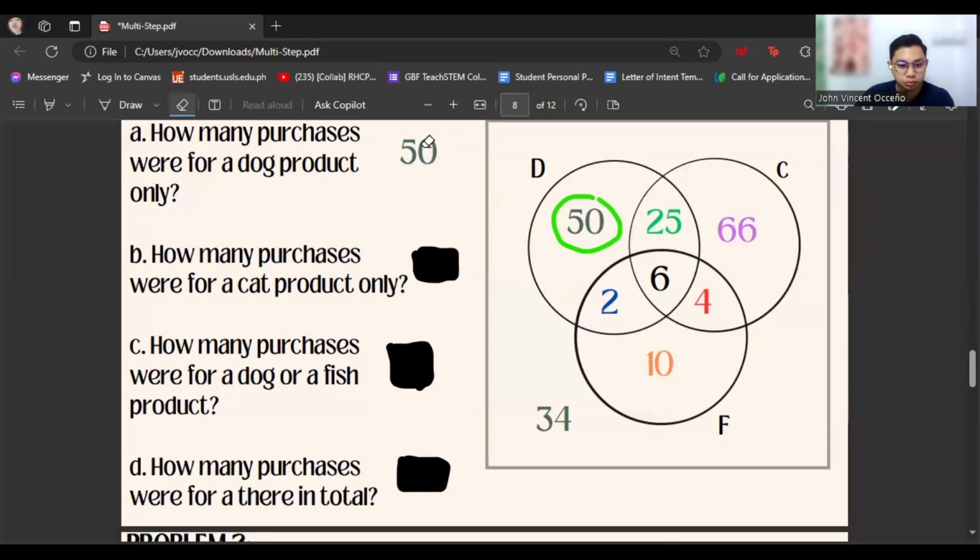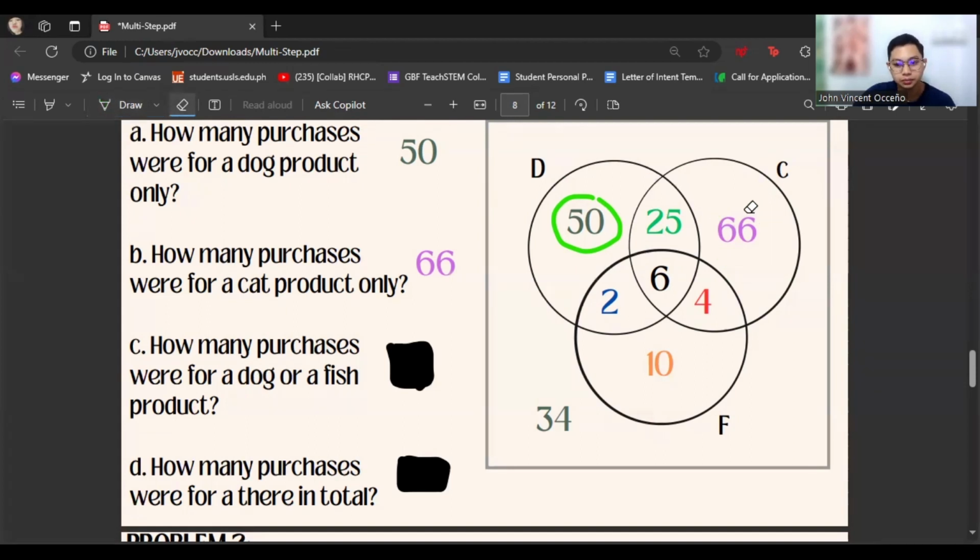Then the answer is 50. The same goes with letter B: how many purchases were for a cat? 66. So it would be 66. Next: how many purchases were for a dog or a fish product?